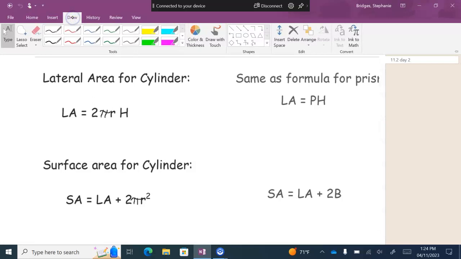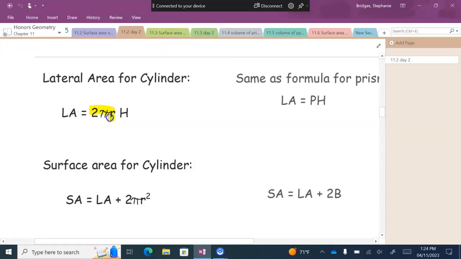Think about this. This 2 pi r is taking the place of the perimeter because that's the formula for the circumference of a circle. So the formula did not change. The formula is exactly the same. It is the perimeter times the height. We are just making this specific to a circle, and the perimeter or the distance around a circle is the circumference, and that is 2 times pi times r.